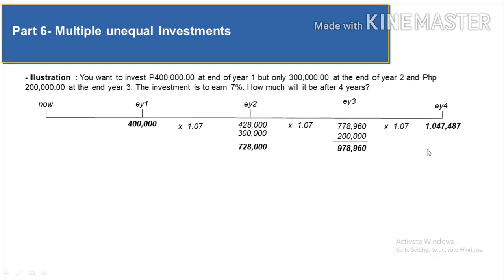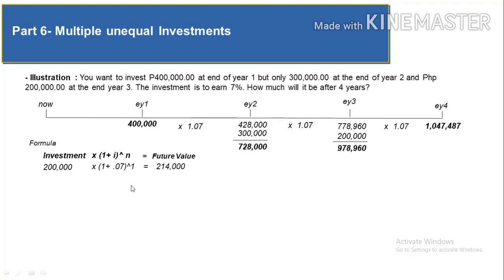1,047,487. How about the shortcut or the formula, sir? Unfortunately, there is no shortcut. Each of your investment payments, 400, 300, and 200, will be treated separately. So the formula is investment times 1 plus I raised to the power of n in order to get the future value. So let's start with the recent one. The latest payment that you're going to make is 200,000. It will be multiplied with 1 plus 0.07 raised to the power of positive 1, which will equal 214,000.